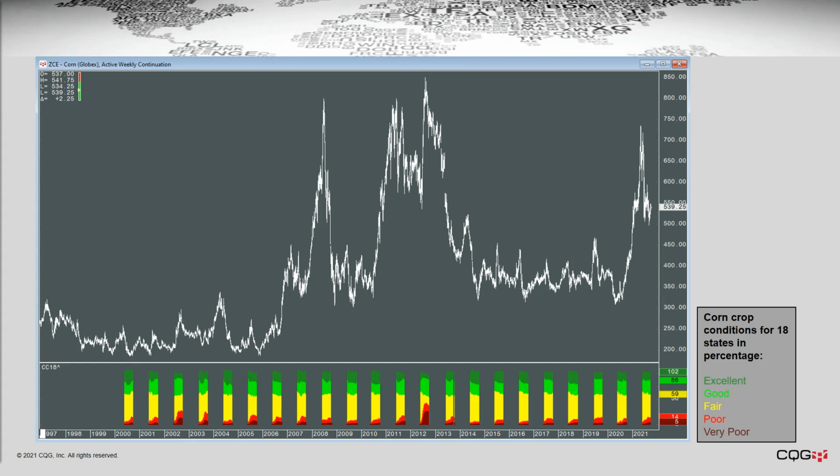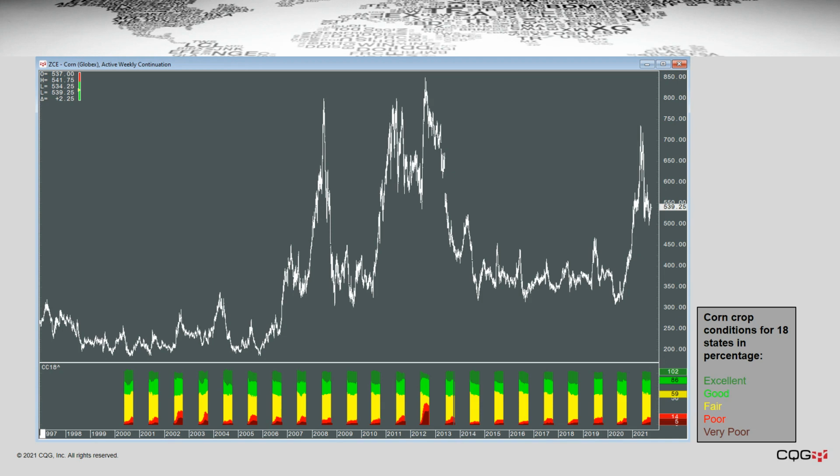This is the conditions data for the 18 states for corn applied to a weekly chart, as can be seen below the chart. The data is broken down into very poor, poor, fair, good, and excellent conditions, and shown here as accumulated values. The aim here is to try to measure the impact of certain conditions on price. This is, of course, not as simple as it sounds, as there are situations where multiple factors will influence the price concurrently.